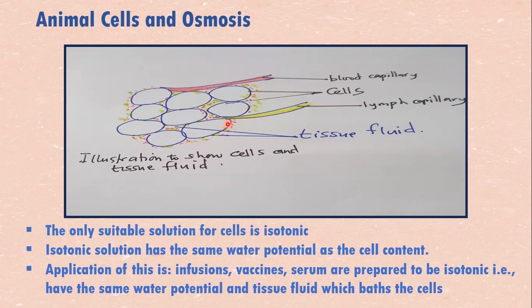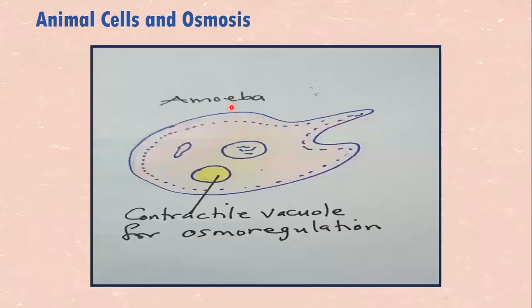Now, the question is, what happens with lower organisms that live in water? How do they control the concentration of substances inside their cells? The example we use here is amoeba. This amoeba lives in water, and the concentration of its cell cytoplasm should always be the same.